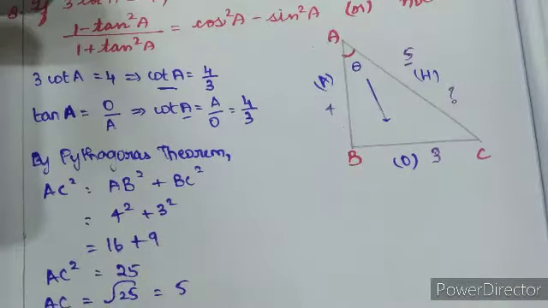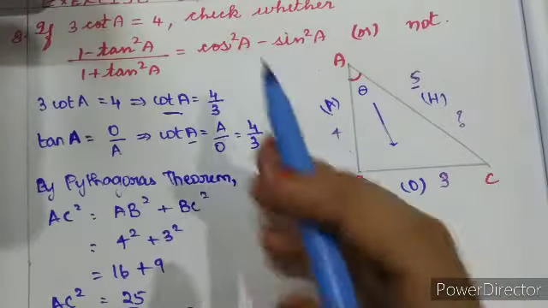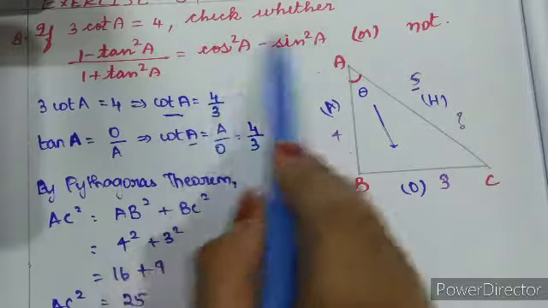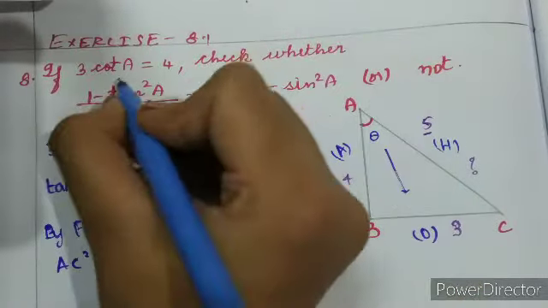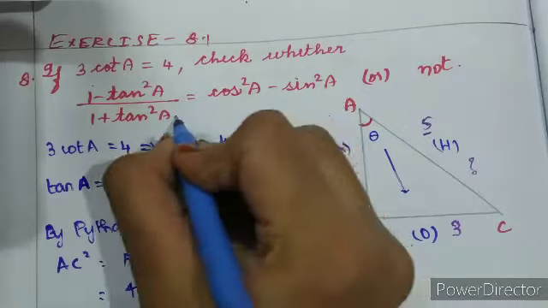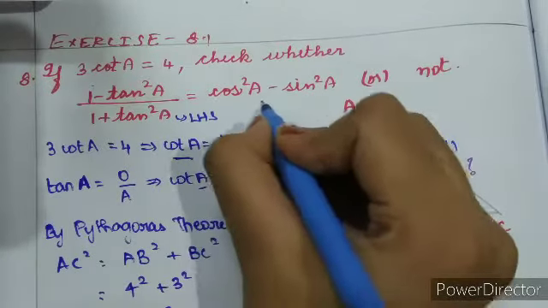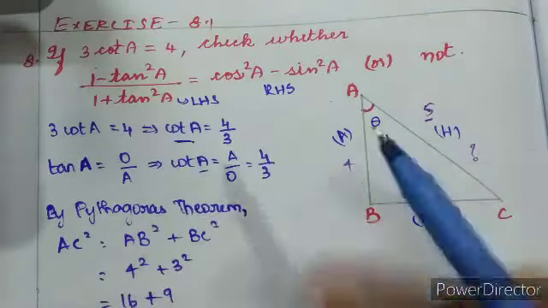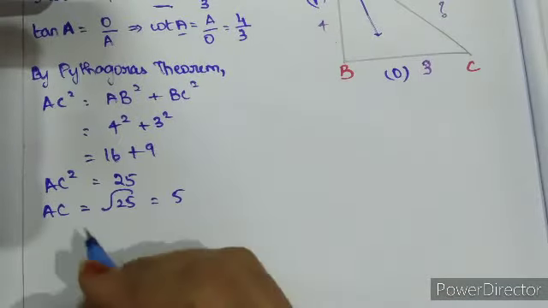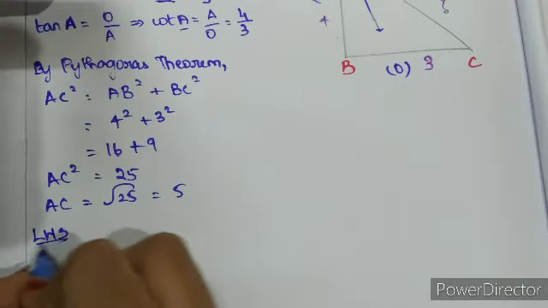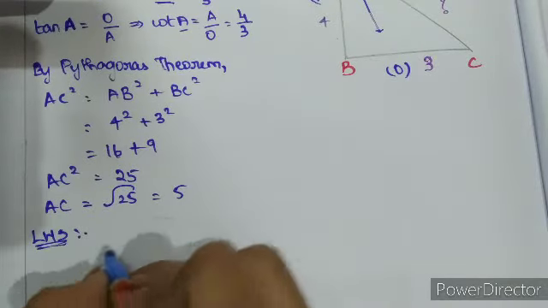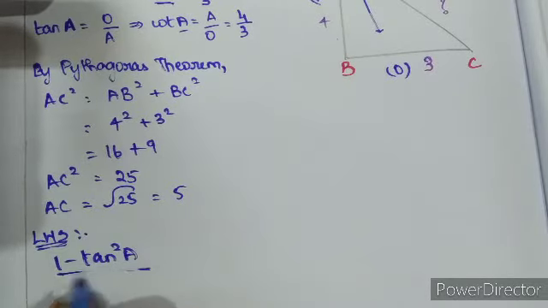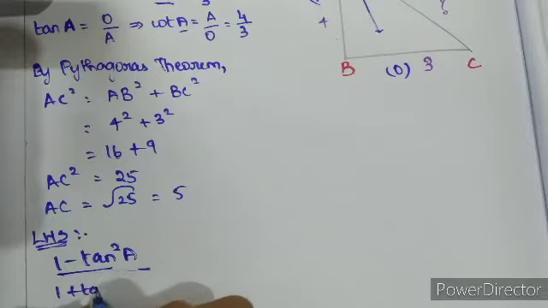So see here, in the question, we have to find whether 1 minus tan square A by 1 plus tan square A is equal to this term or not. So first, let me consider this as LHS and this as RHS. I am solving LHS and RHS separately. So first let us take the LHS part, which is 1 minus tan square A by 1 plus tan square A.